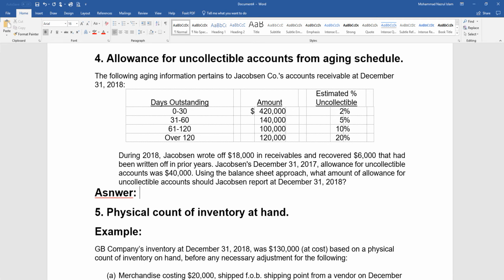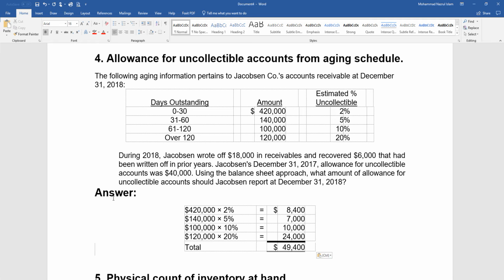So the answer, what is that? Answer would be like this. See. So it is very simple. 2% of this amount, 420, 5% of 140,000, and 10% of 100,000, and 120,000, meaning 20% of 120,000. So total 49,400. Can you see that?